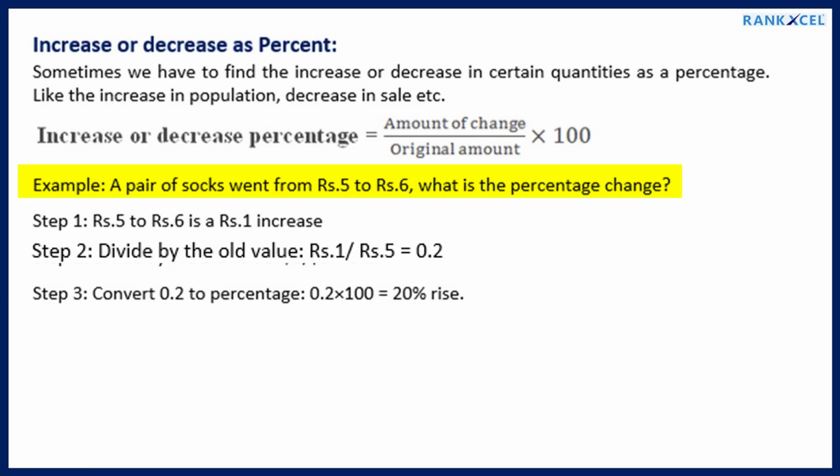Example, a pair of socks went from ₹5 to ₹6. What is the percentage change? Step 1, ₹5 to ₹6 is a ₹1 increase. Step 2, divide by the old value, 1 by 5 equals 0.2. Step 3, convert 0.2 to percentage, 0.2 times 100 equals 20% rise.